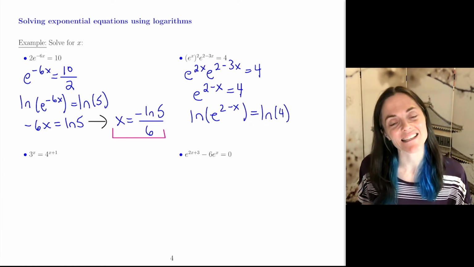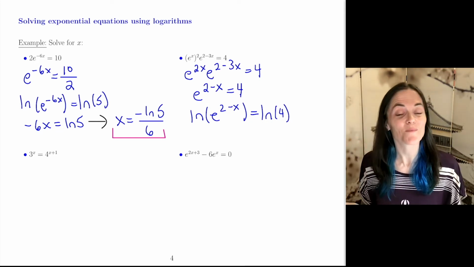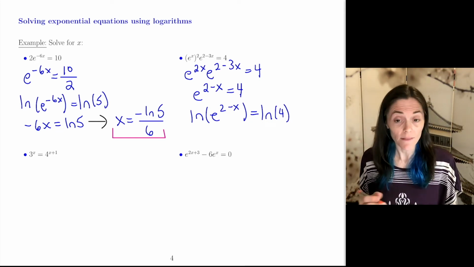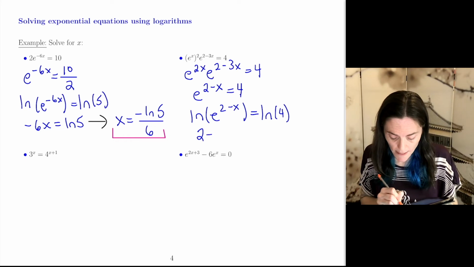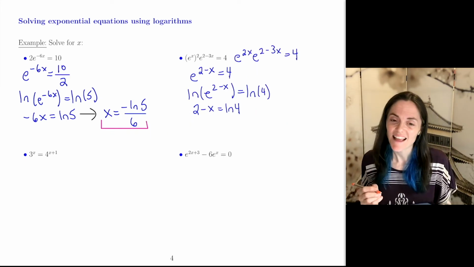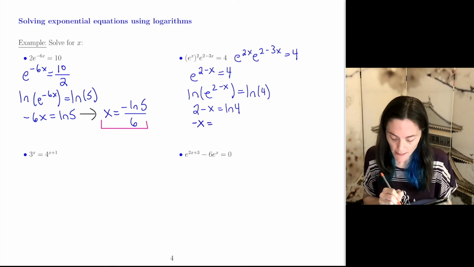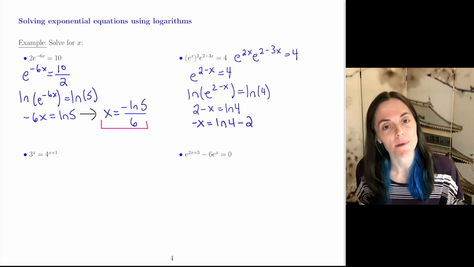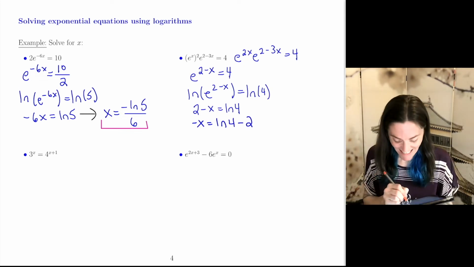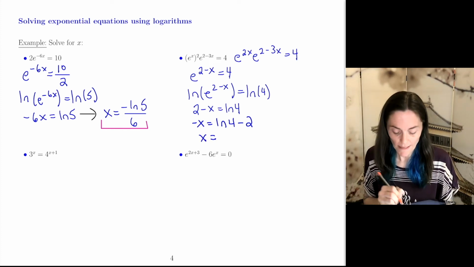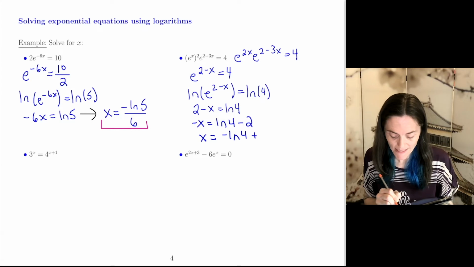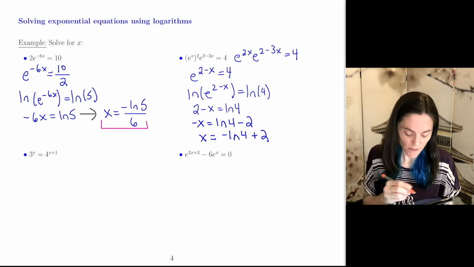Just as I did in the last example, we take the natural log of both sides of the equation, and the left-hand side becomes 2 minus x, and the right-hand side is ln 4. Let us subtract 2 from both sides. We get minus x is ln 4 minus 2, and then the last step is divide by -1, and so x will equal negative ln 4 plus 2. This will be my answer here.